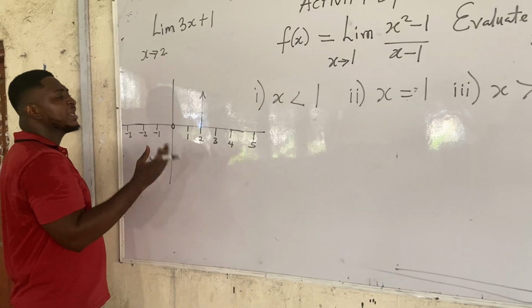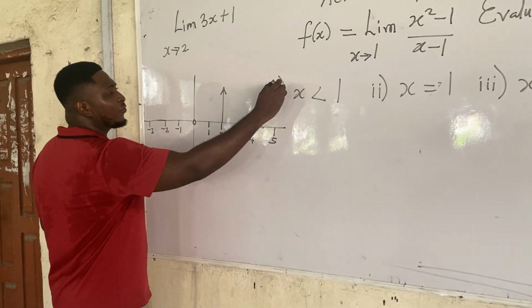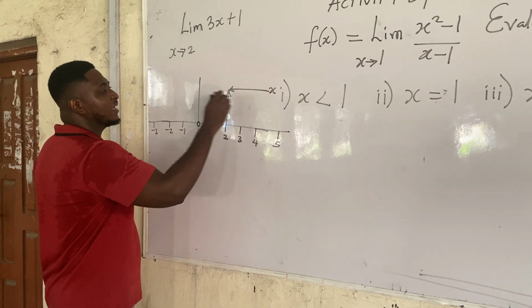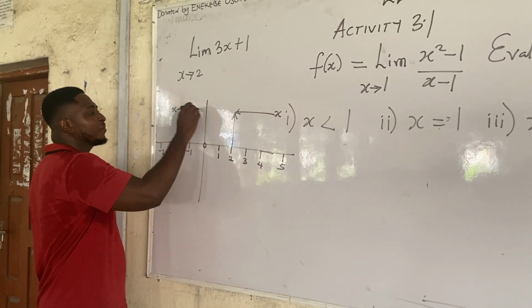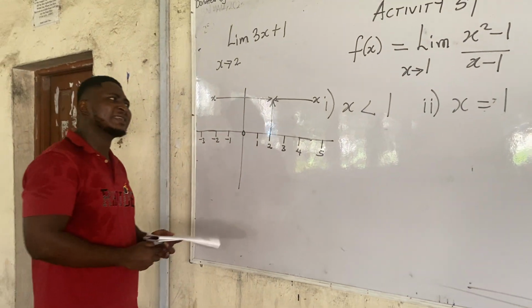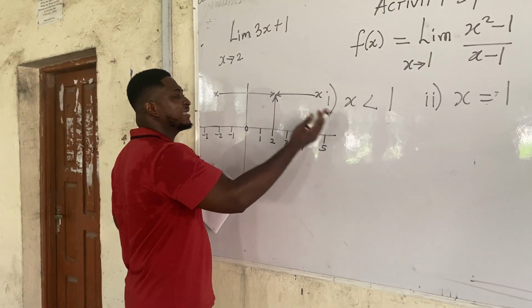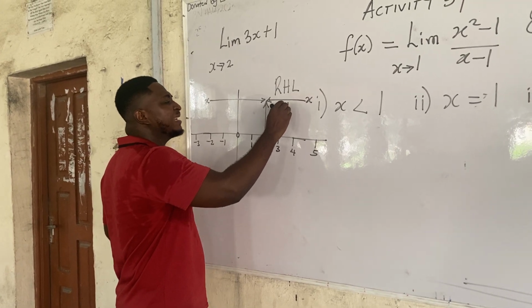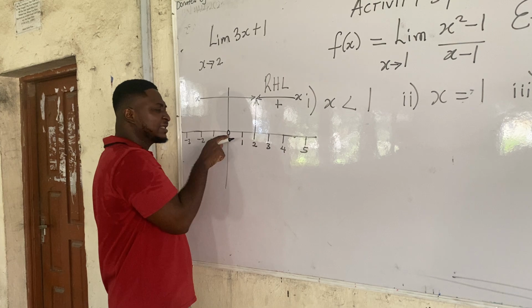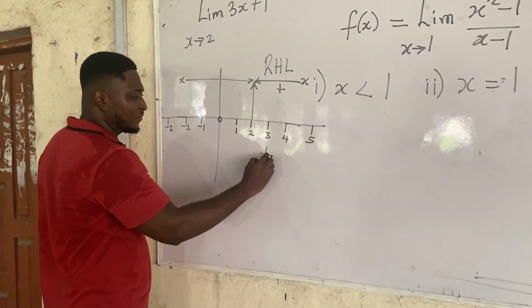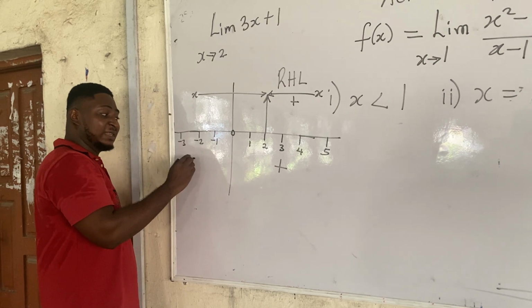How many possible ways can we get to 2? We can get to 2 from the left, so x can approach 2 from the left, and x can also approach 2 from the right. Class, anytime our x approaches our limit point from the right, it is the right hand limit, because it's coming from the positive axis. Remember, this is the origin. From the origin to the right is the positive axis, right? From the origin to the left is the negative.